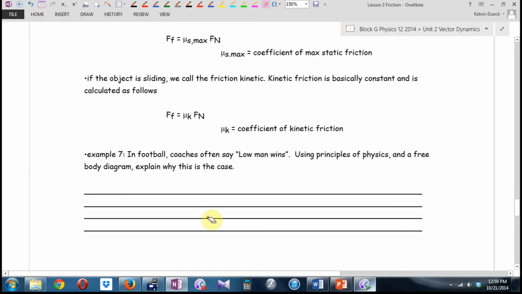Football players. In football, coaches often say low man wins. Or basketball players, how do you box out Shaquille O'Neal? That's how do you defend, how do you box out a guy that's bigger and stronger than you? Or in football, why does low man win? Using principles of physics and a free body diagram, explain why this is the case.